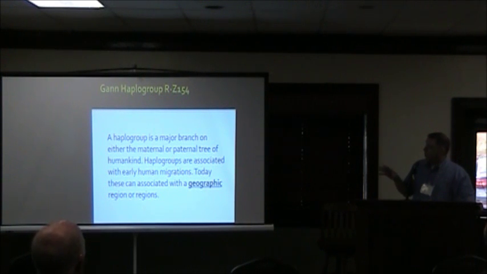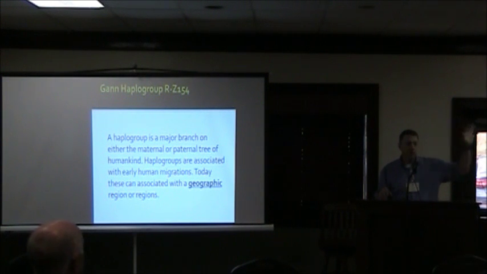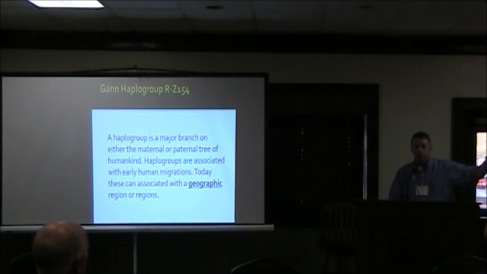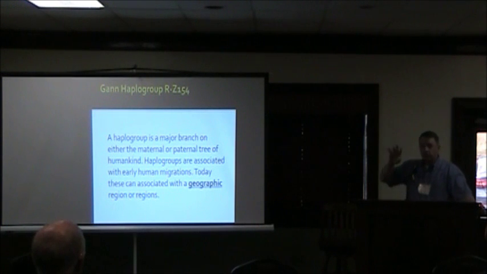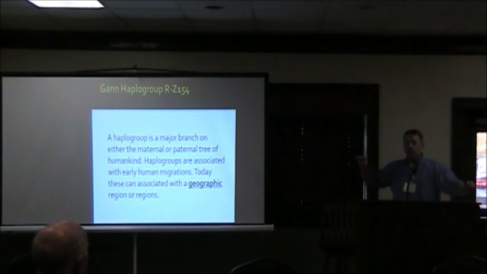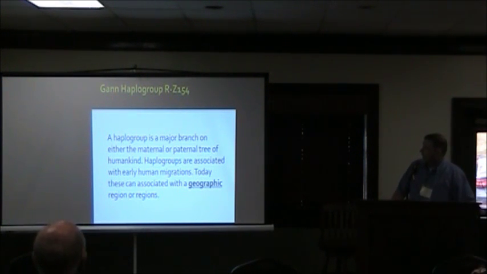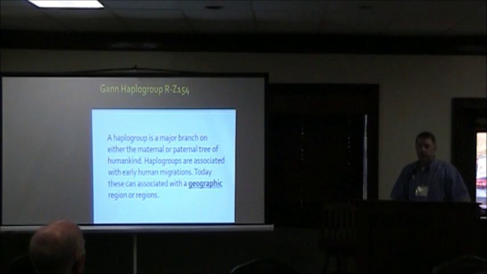A haplogroup is a major branch of either the maternal or paternal tree, that is, if you do the maternal DNA or the Y DNA. The maternal DNA uses the mitochondrial DNA, which is a different part that shows the mothers. The other way you go is with the Y, which is the father. Haplogroups are associated with early human migrations, so today they can be associated with a geographic region or regions. Underline geographic, because that's where we get the interesting part.